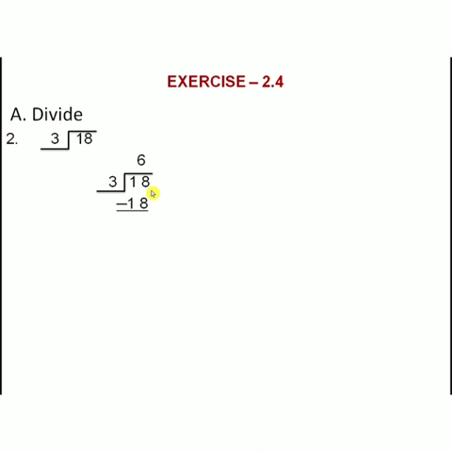3 6s are 18. So 6 is at the top, the place for quotient, and 18 is right below. Now we subtract 18 minus 18. 18 minus 18 is 0. Here 3 is divisor and 18 is dividend, and we get the answer without remainder. Quotient is 6.